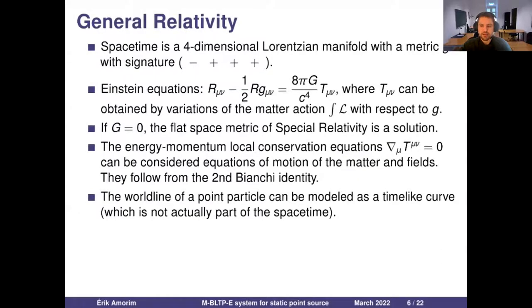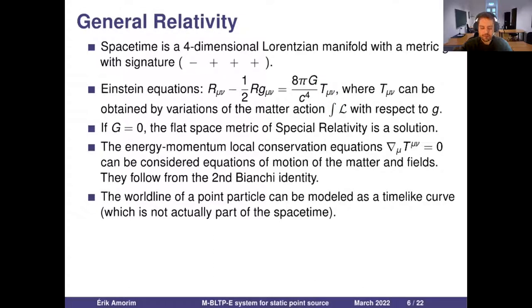So I think everybody here will know this. If you are talking about some matter system in general relativity, then you have a spacetime, which is a four-dimensional Lorentzian manifold with a metric with this signature that I use, minus plus plus plus. You have the Einstein equations, where, and this is why I'm mentioning the Lagrangian, if you have a matter theory that has a Lagrangian for it, then you can obtain this T mu nu. There's a procedure for telling you what the T mu nu is in the source field of the Einstein equations.